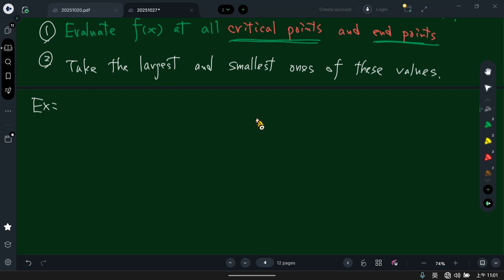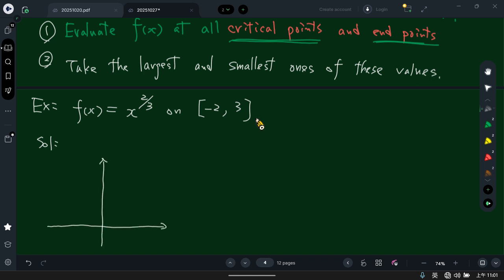So if f of s is defined as s to the power of 2/3 on the interval -2 to 3, can you find its extreme values? Basically, if you just draw it, you can see the figure is like this one. This is -2, and this is +3.